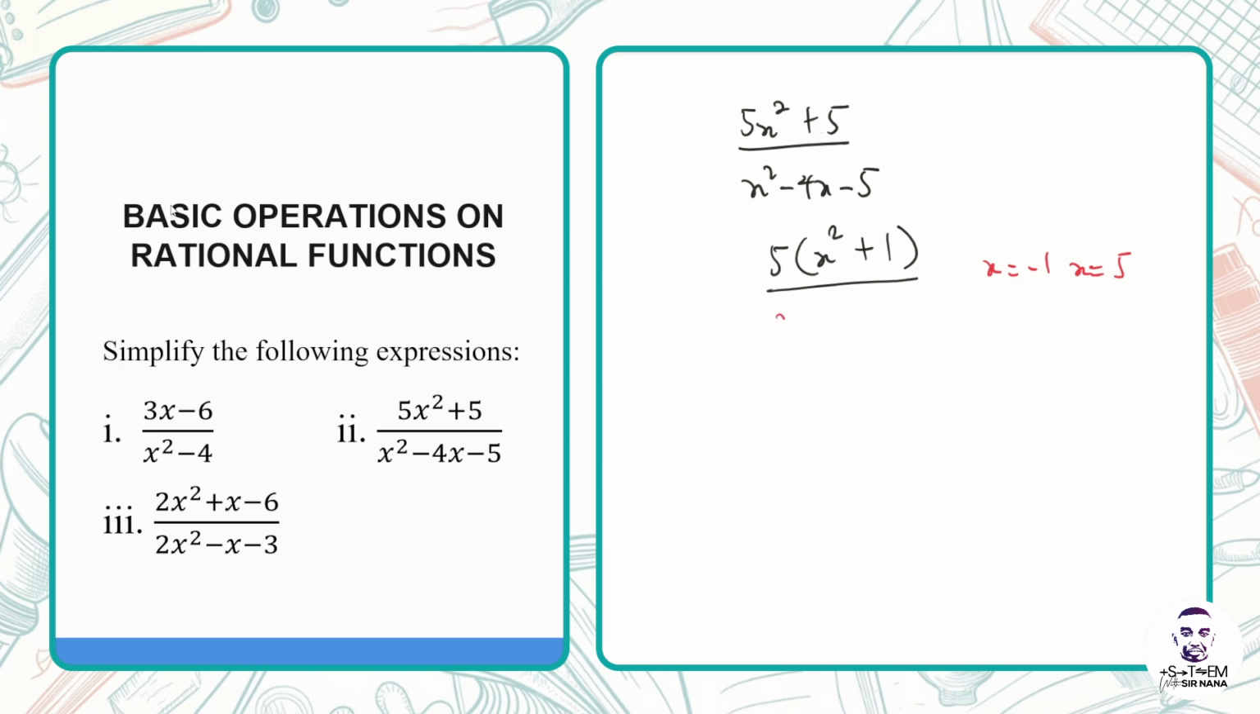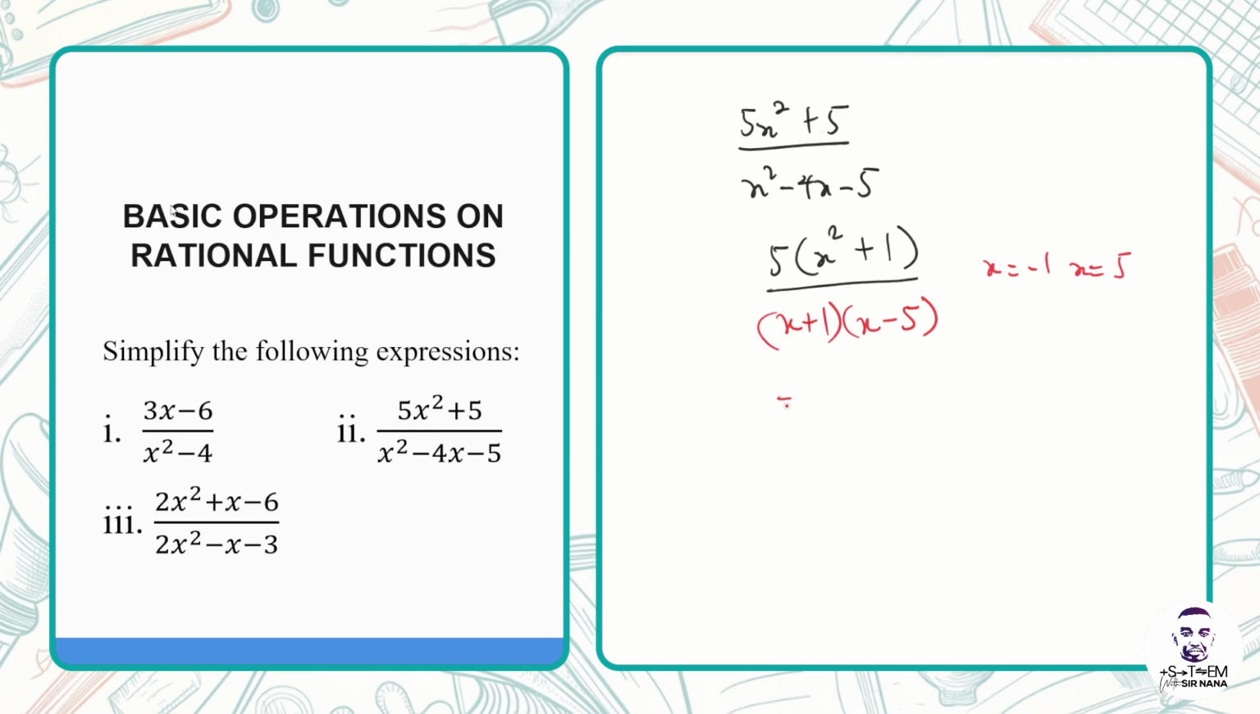So we get one of the factors to be x plus 1, right? And then we get another factor to be x minus 5. Right, so in this case, we realize that when we look at it, we can't do anything here in the numerator part so that we can simplify it.